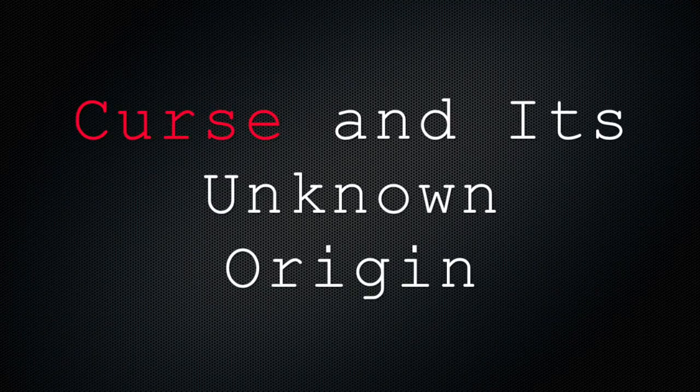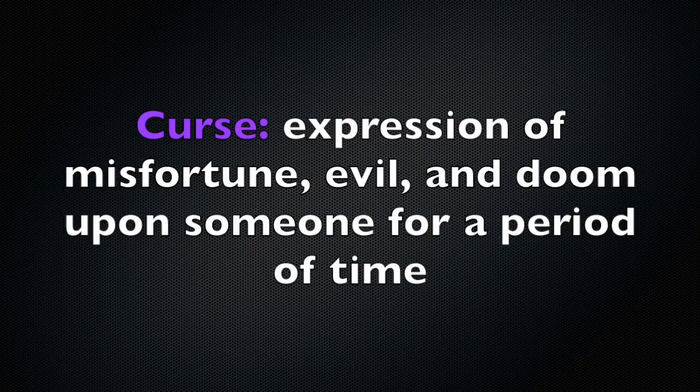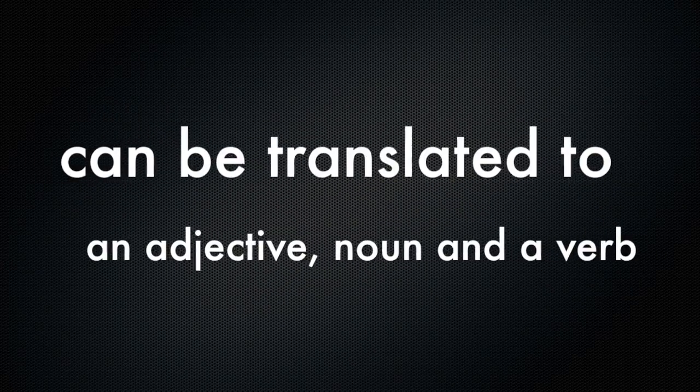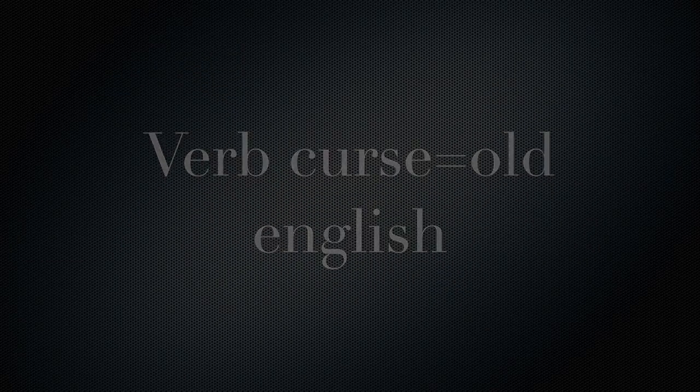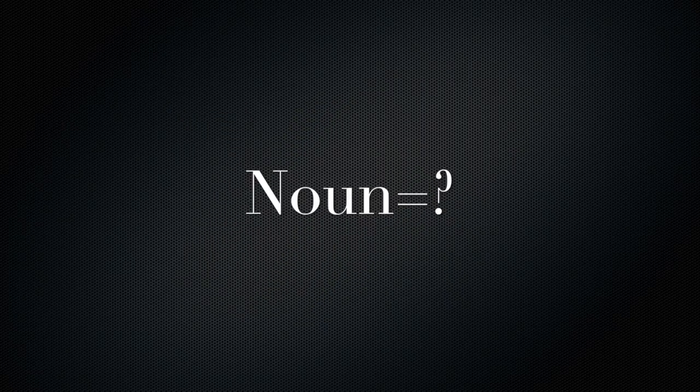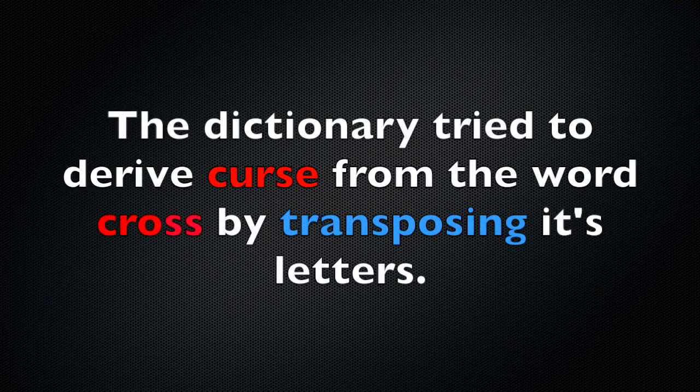Now let's move on to one more word that we found does not have a distinguished origin, that word being curse. Nowadays, our word curse means to express misfortune, evil, and doom upon someone for a period of time. Curse is a noun that can be translated to both a verb and an adjective. Our verb curse has already been dated to the Old English origin. However, no context has displayed that our noun curse has any origin at all. For a period of time, the dictionary tried to derive curse from the word cross by transposing its letters, but this continuously was shamed as an unorthodox method to conclude curse's origin.